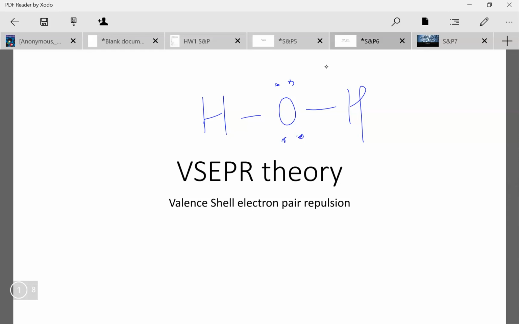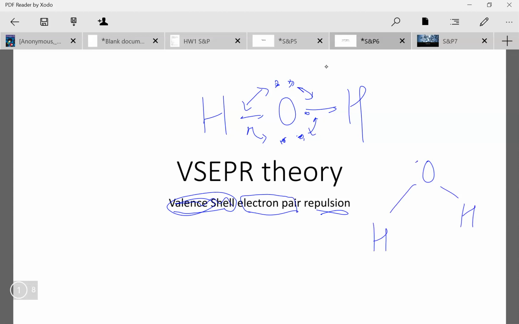Here, the valence shell electron pair could be a lone pair or it could be an electron pair in a bond. So repulsion: what it says is these electron pairs will repel each other and the atom will orient itself in a way to minimize that repulsion. So what water will actually look like is it will look like that.